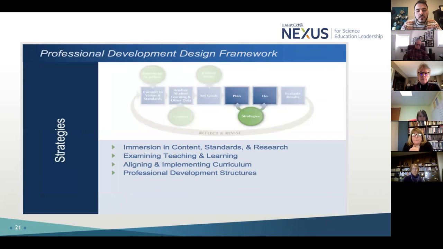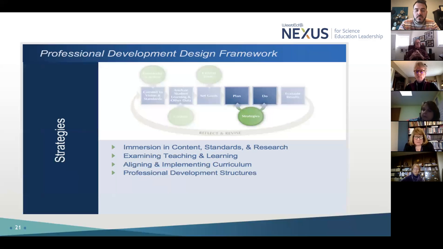And for the whole task of implementing NGSS, and the marriage of implementing new NGSS aligned instructional materials or units, or helping teachers develop units, we recommend and have seen the importance of combining multiple types of professional learning strategies into that design. So, for example, immersion in content is a critical part.